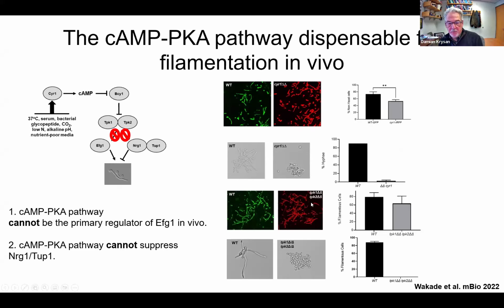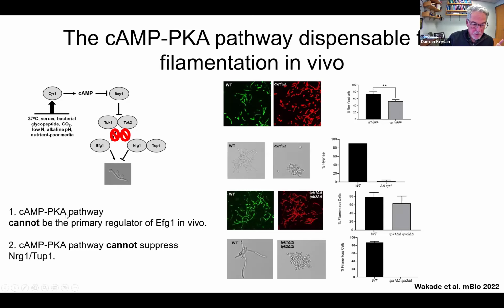We then made a TPK1, TPK2 double mutant and asked if that strain can form filaments in vivo. And indeed it can. Whereas in vitro, again, nice, round, well-behaved yeast cells. So this is a fairly significant departure from the standard models in the literature about how the protein kinase A pathway functions during filamentation.